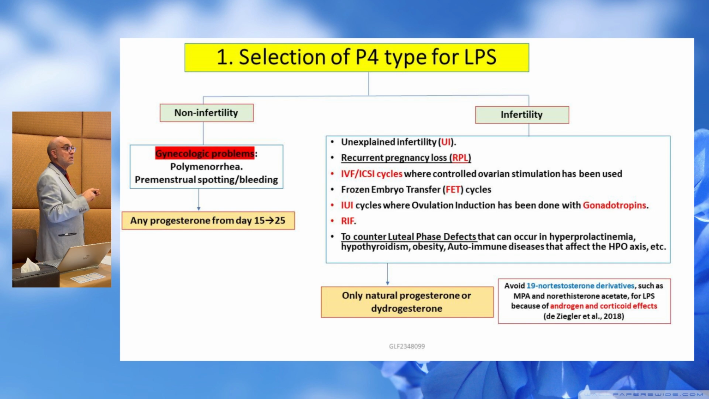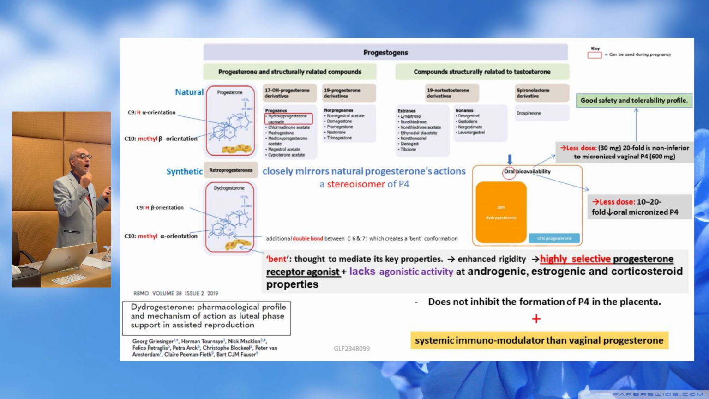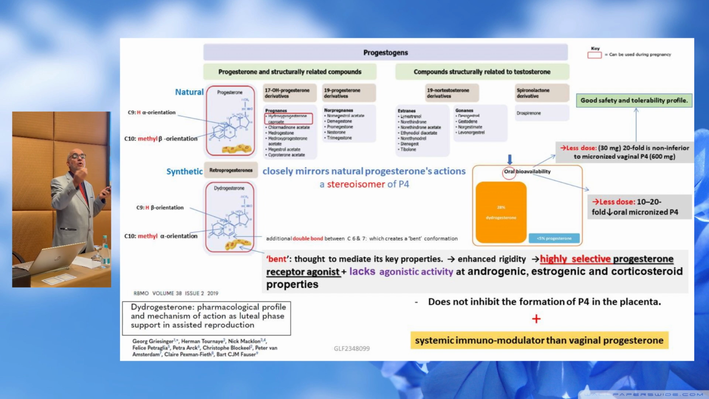And this in cases of IUI, IVF, frozen embryo transfer, gonadotrophin, recurrent implantation failure, recurrent pregnancy loss, and so on. In this slide, I tried to summarize to you the idea behind giving natural progesterone or synthetic progesterone, which is dydrogesterone. Not all synthetic progesterone are allowed for infertile patients. We can use only synthetic progesterone, which is dydrogesterone, which is a stereoisomer of progesterone.